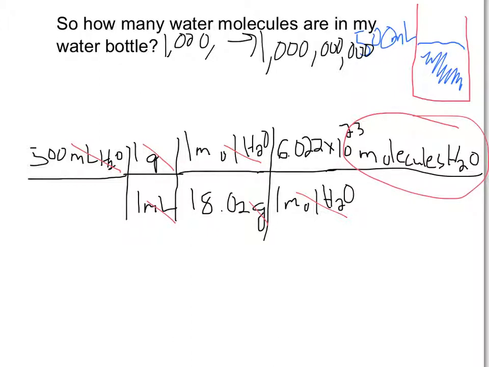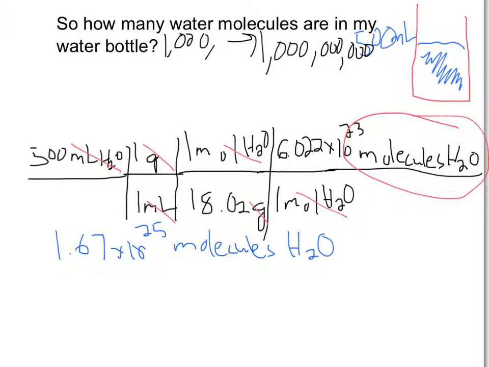So now let's go through and actually plug this into our calculator. And when we plug this into our calculator, we get an answer equal to 1.67 times 10 to the 25th molecules of water.